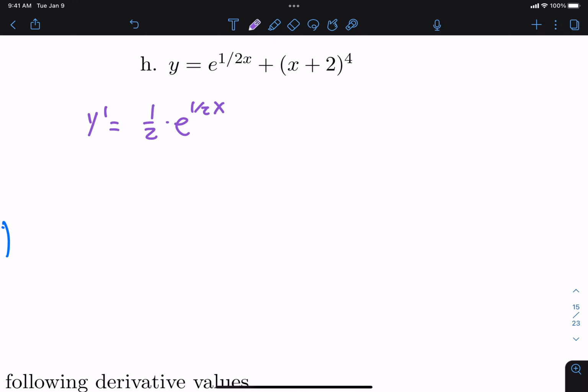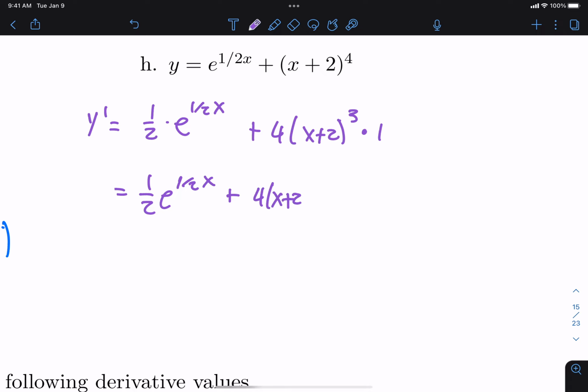And then I'm going to add, and here's the part where I have to actually use the chain rule. So what I see is basically, I sort of visualize this as a z, okay? This is the z. So what I have to do is first the derivative of the outermost function where I leave the inside alone. So I would do 4 times x plus 2 cubed, and then I need to multiply by the derivative of the inside, which in this case is just 1. So I get 1/2 e to the 1/2 x plus 4 times x plus 2 cubed.